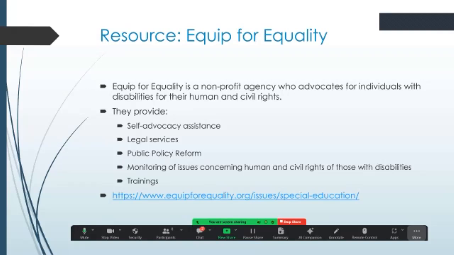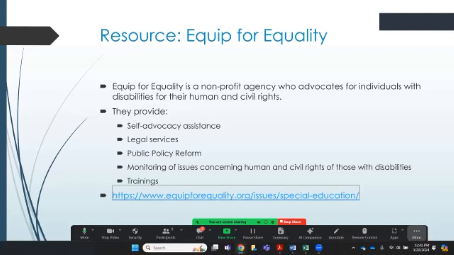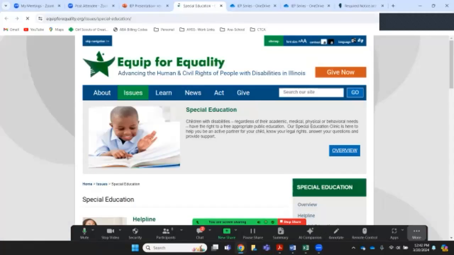This one, I'm going to go click here. So they provide services not only for special education, but also for employers. If somebody who is employed at a job feels that their rights are not being upheld with regards to what they need to be successful within that job, they could talk to Equip for Equality.